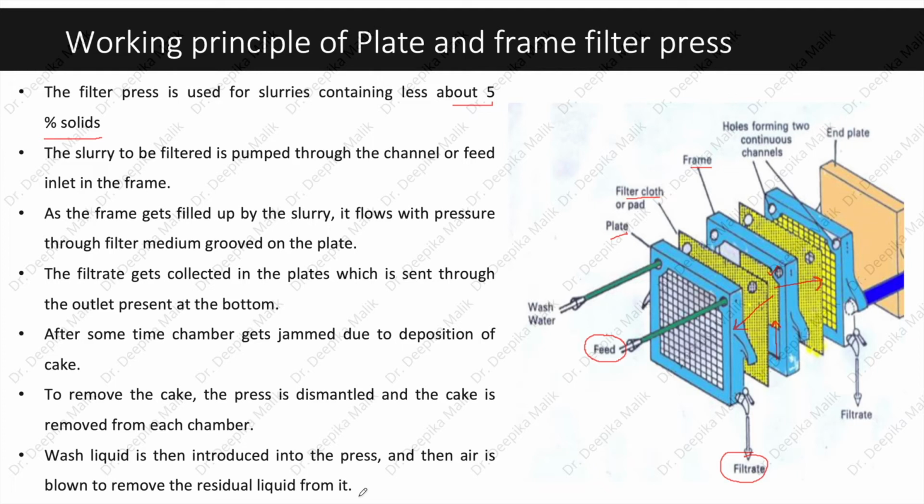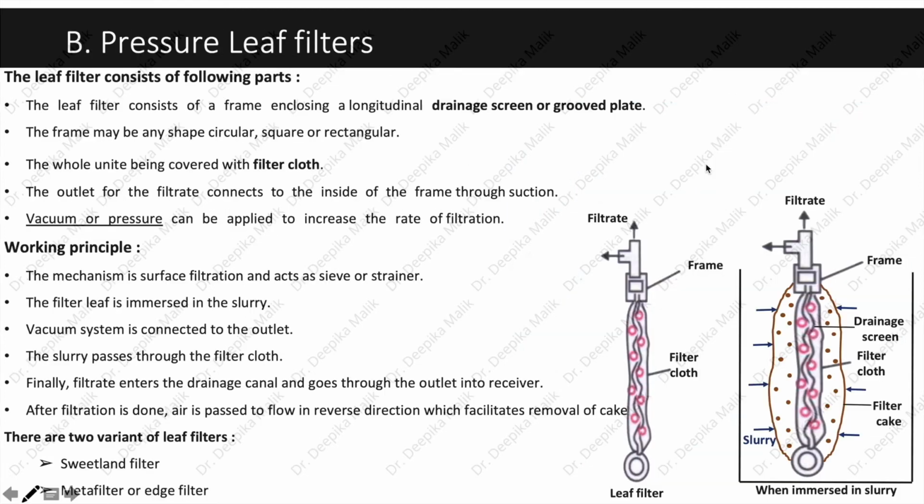Just to give you a clear view of how the arrangement of this filter press is, the plate, filter medium and frame are shown with some gap. But when it is actually assembled, all these three parts are in close contact with each other. Now let us see the second type of batch filter, that is the pressure leaf filter.